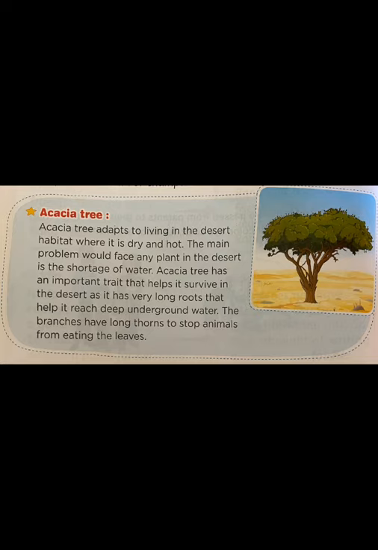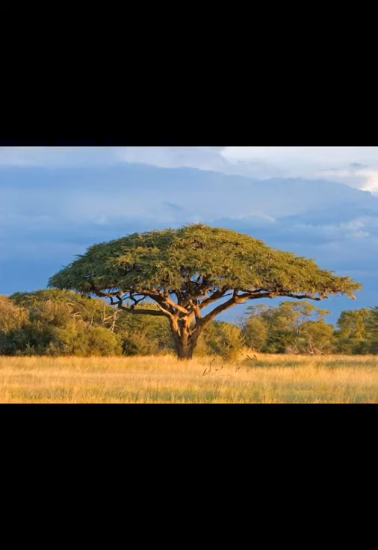Acacia tree has an important trait that helps it survive in the desert, as it has very long roots that help it reach deep underground water. The branches have long thorns to stop animals from eating the leaves. This is a picture for the acacia tree in real life.